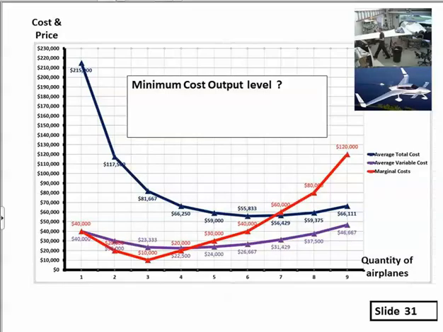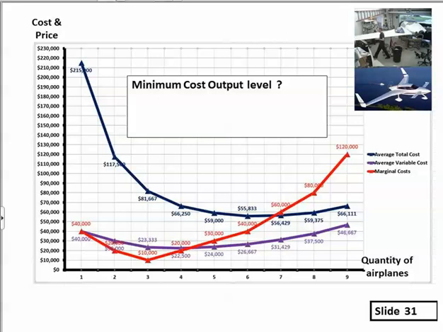and let me stop. We have a question. We want to know, what is our minimum cost output level? What this really means is, at what level, if we produce at that level, will we have the least amount of cost and therefore be the most efficient? If we produce fewer units, we'll have a higher cost. If we produce more units, we'll have a higher cost. So that minimum cost output level is an important number. We want to know where that is.